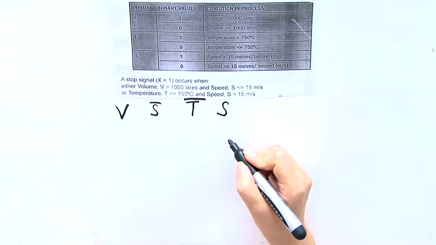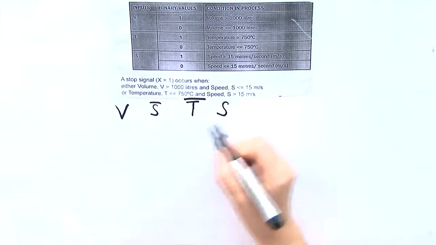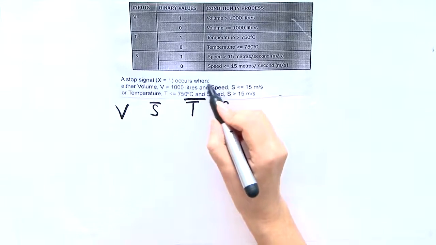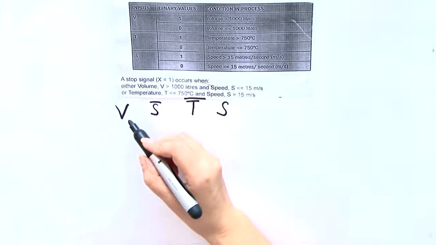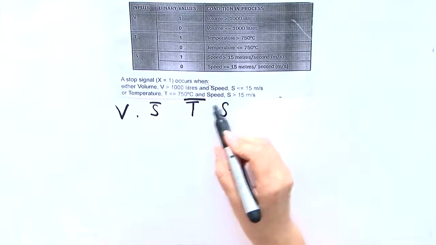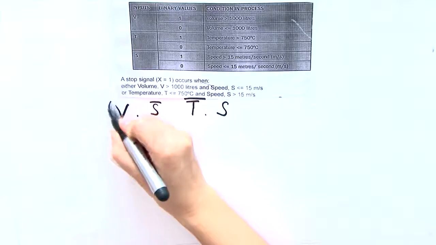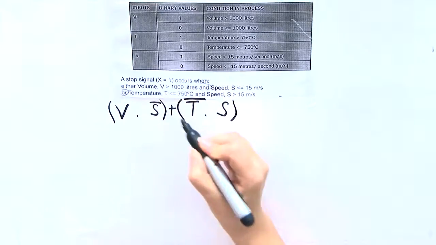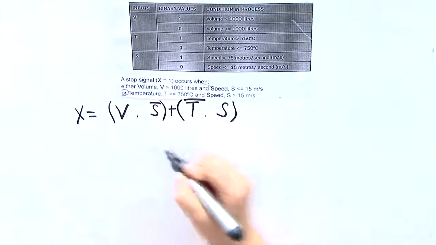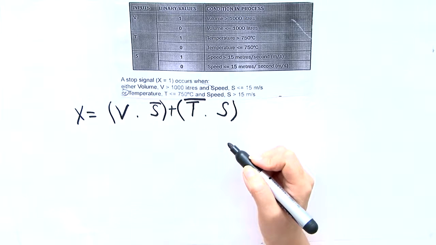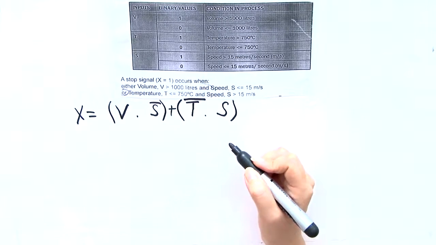The output is X. And we should write logic gates between these inputs. First we use an AND gate between V and not S. Second, about temperature and speed, we use AND gates. With two logic expressions between, we use OR gates. And our final expression is X equal V dot not S or not T dot S. For this expression, now I will create a truth table.